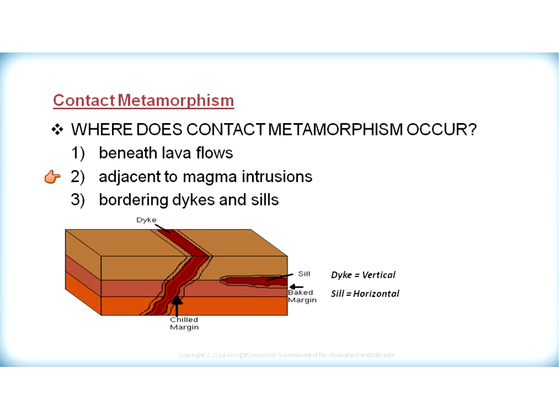A second place where we find contact metamorphism is adjacent to magma intrusions. When magma intrudes or moves up through rocks, such as along cracks or other fractures, the magma will burn the rock it comes in contact with. Therefore, contact metamorphism is found adjacent to magma intrusions. And a third place where we find contact metamorphism is bordering dikes and sills.